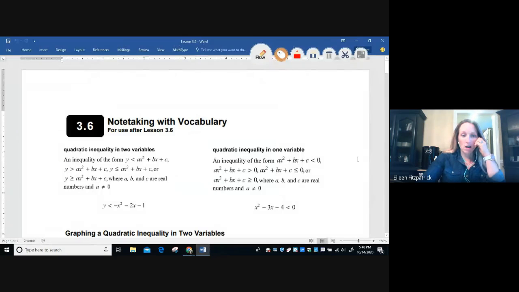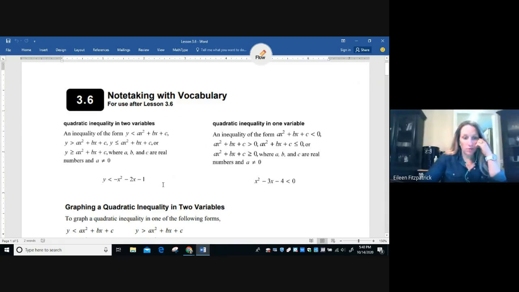Okay. All right, so we're going to be looking at quadratic inequalities in two variables. An inequality of the form y is less than ax squared plus bx plus c, y is greater than, y is less than or equal to, or y is greater than or equal to. And then quadratic inequalities in one variable, it just means that instead of having both x and y, you're just going to have x's, and the other side of the inequality is going to be compared to 0. Okay, and you can see examples of both.